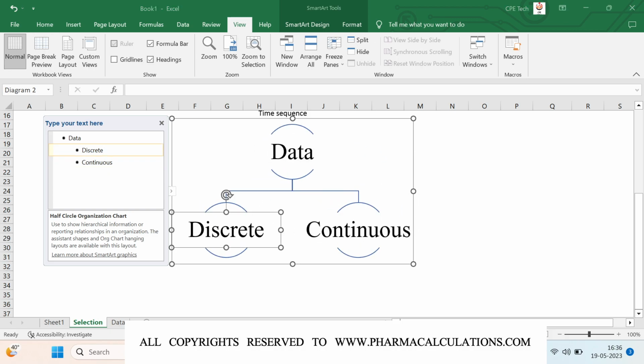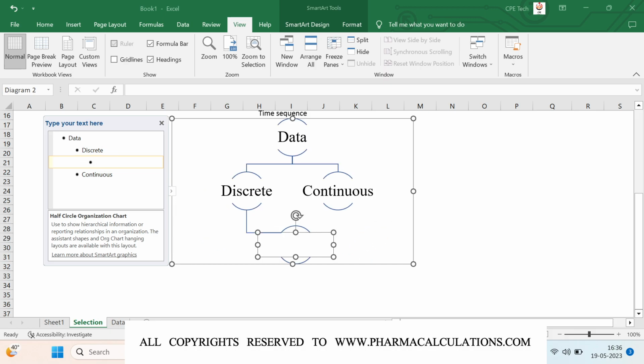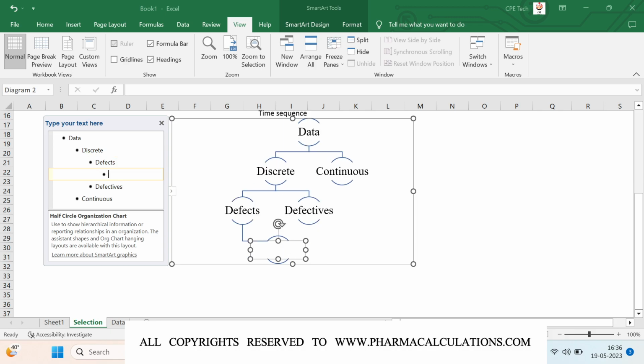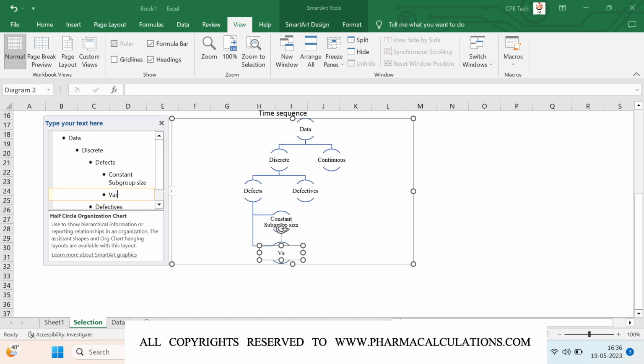And coming to discrete data, I'll have two more classifications, where I am going to measure the defects or defectives. So coming to defects, here again I am going to classify this into two categories: one is constant subgroup size and the next one is variable subgroup size.